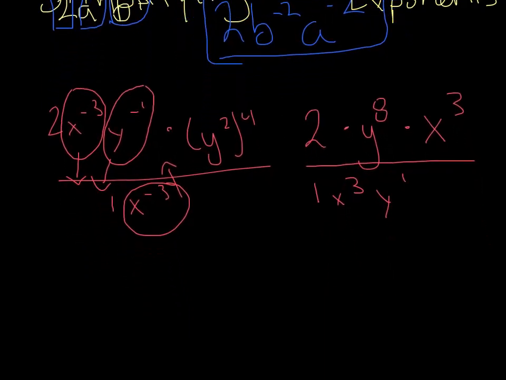So I can rewrite it that way. And then I can just use division. 2 divided by 1 is 2. x to the third times x to the third divided by x to the third. Subtract exponents. 3 minus 3 is 0. x to the 0th is just 1. So I don't have to bother writing that. And then 8 minus 1 is 7. So what we have is 2y to the 7th.